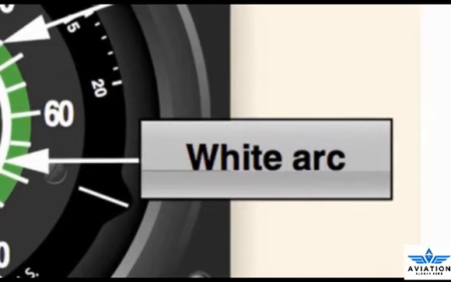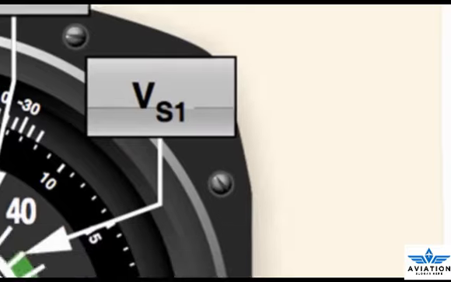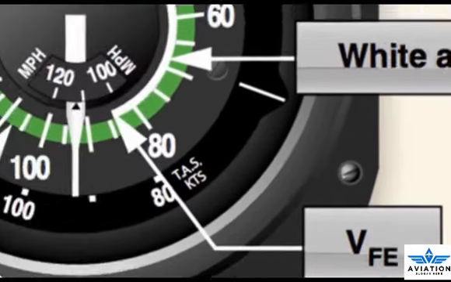1. White arc, commonly referred to as the flap operating range, since its lower limit represents the full flap stall speed and its upper limit provides the maximum flap speed. 2. Lower limit of the white arc, VSO, the stalling speed or the minimum steady flight speed in the landing configuration. 3. Upper limit of the white arc, VFE, the maximum speed with the flaps extended.